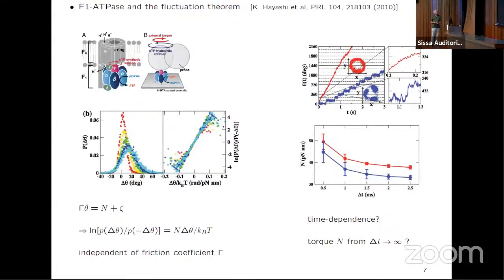A nice example for that is this rotary F1 ATPase. These are data from a Japanese group, also 10 years ago. They are looking at the distribution of the angle of this rotary motion, which is made visible by looking at a micron-sized probe particle attached to the nano-sized molecular motor. Here you see traces of this angle as a function of time. One can clearly observe 120-degree steps.